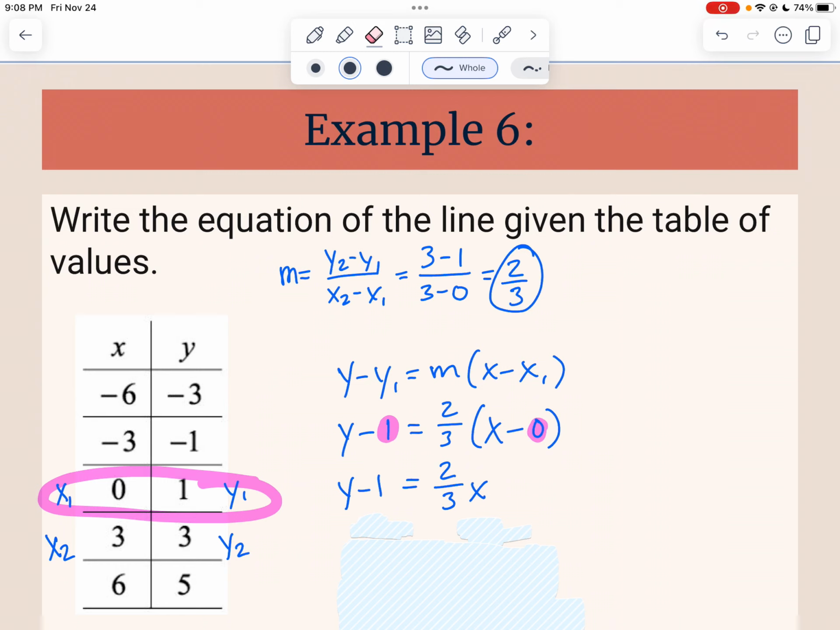Now, if we want to write this in slope-intercept form, there's really only one more step. We need to get rid of the minus 1 on the left side. So I'm going to add 1 on both sides, leaving us with y equals 2/3 x plus 1.